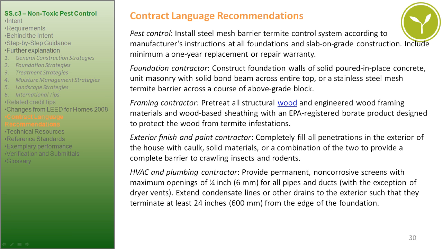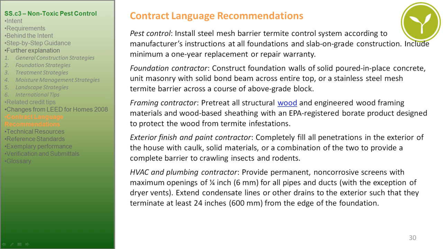Exterior finish and paint contractor. Completely fill all penetrations in the exterior of the house with caulk, solid materials, or a combination of the two to provide a complete barrier to crawling insects and rodents. HVAC and plumbing contractor. Provide permanent, non-corrosive screens with maximum openings of 1/4 inch or 6 mm for all pipes and ducts with exemptions of dryer vents.